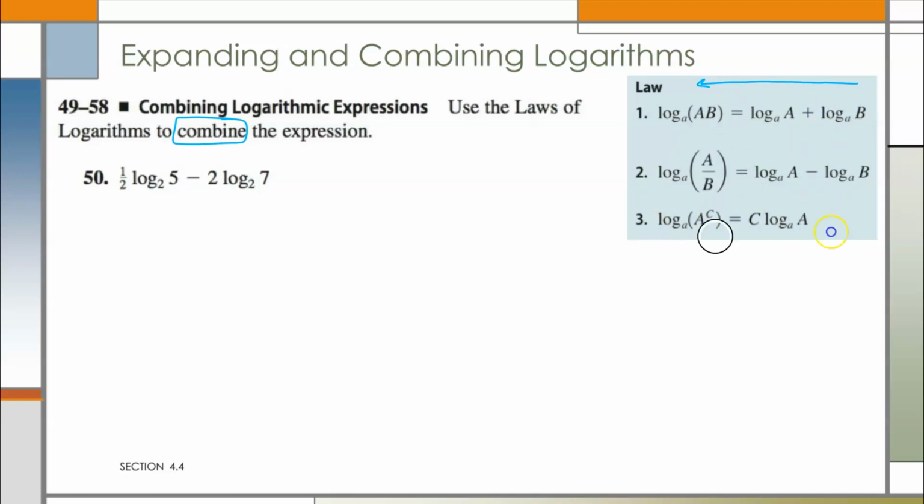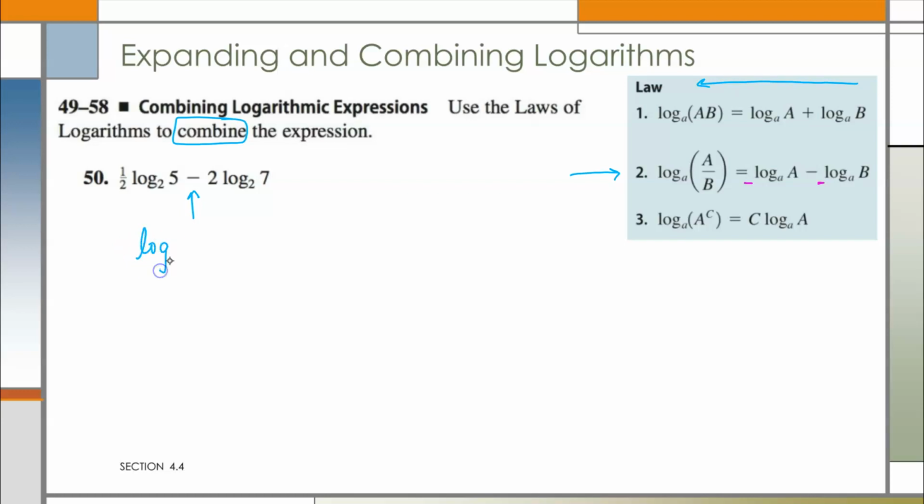Okay, let's see how we do with problem number 50. Now when I look at the minus rule, that's going to make me automatically go to division, and that is the right law that we want to start out with. But notice before I use this law, I cannot have any constants in front of a logarithm. So in order to combine, I can't have any numbers out front. So we're going to have to do a little bit of work before we go to law 2. And it's not so bad.